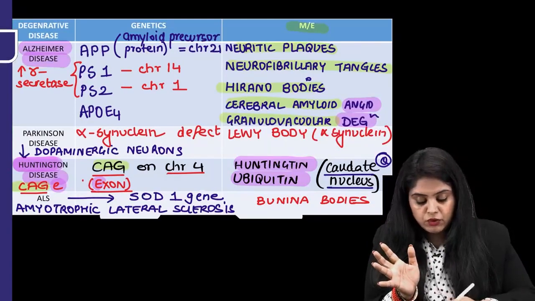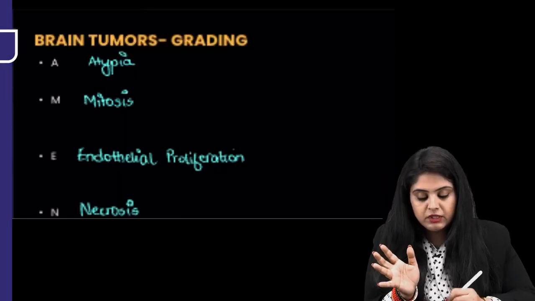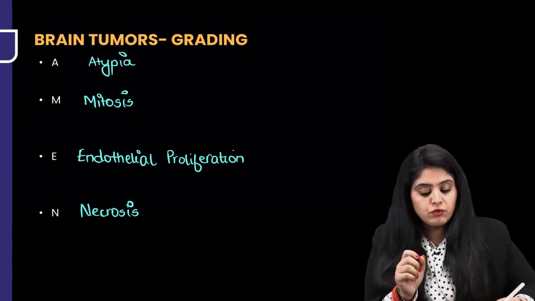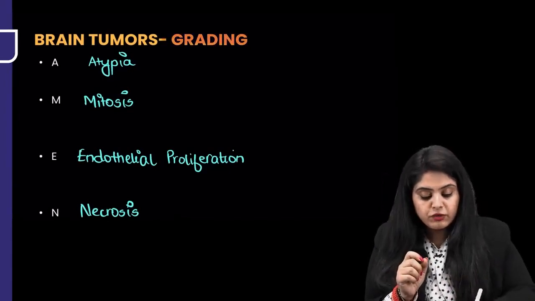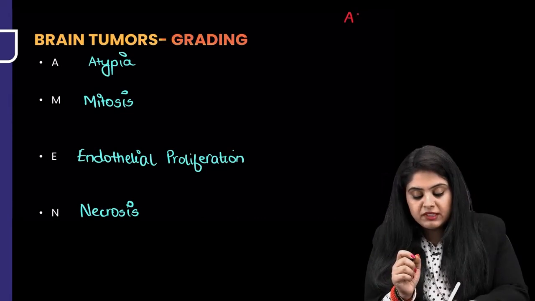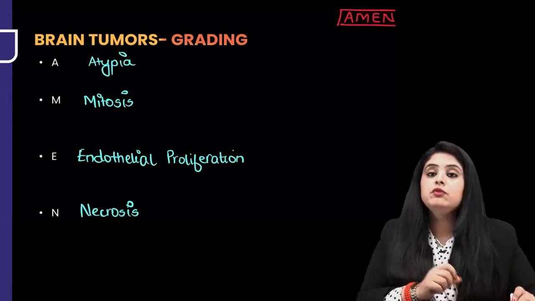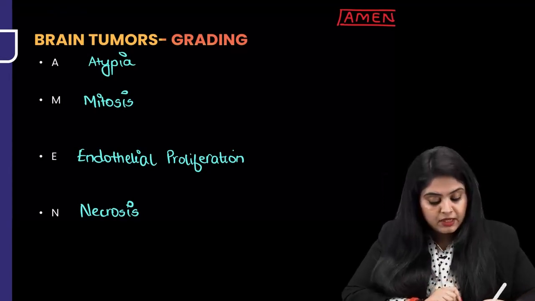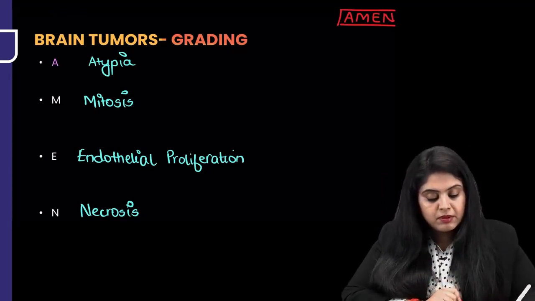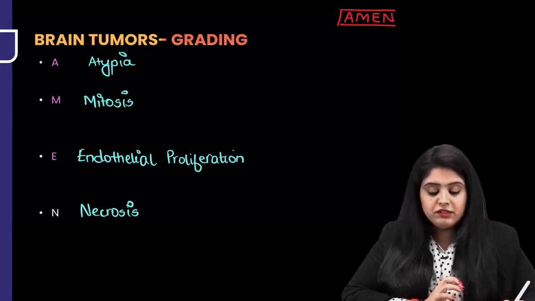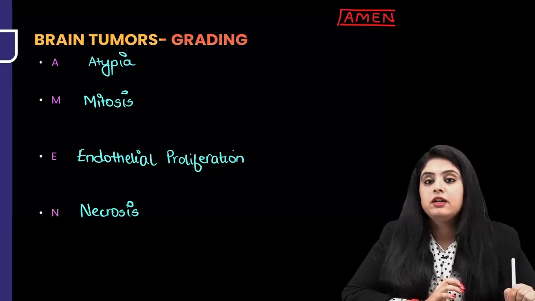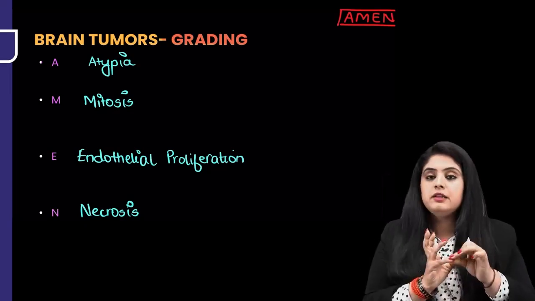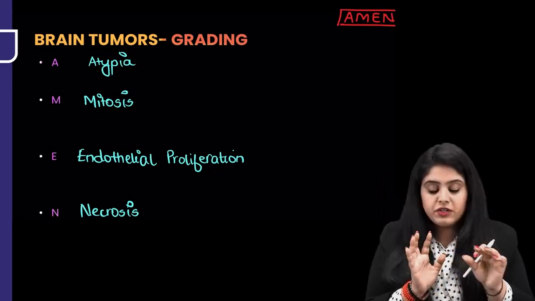Now we are going to move on to the next part, and that is going to be the brain tumors. Now before I start with the brain tumors, of course I'm going to first start off with the grading aspect of it. So if you all remember, brain tumors grading was done by a mnemonic called AMEN. You should first know the full form of AMEN. AMEN means that A is going to be for atypia, M for mitosis, E for endothelial, matlab blood vessel proliferation, and N for necrosis. First remember it: atypia, mitosis, endothelial proliferation and necrosis.